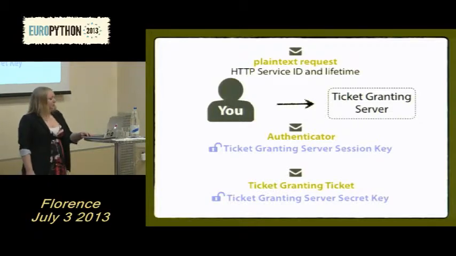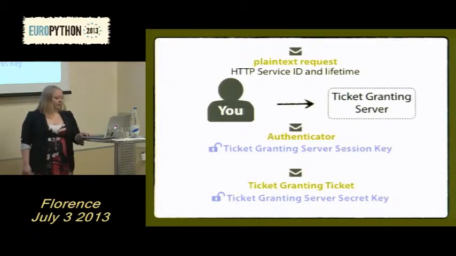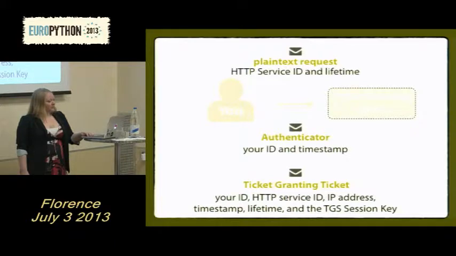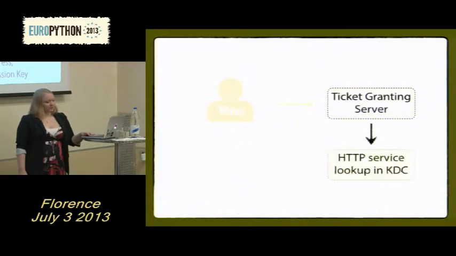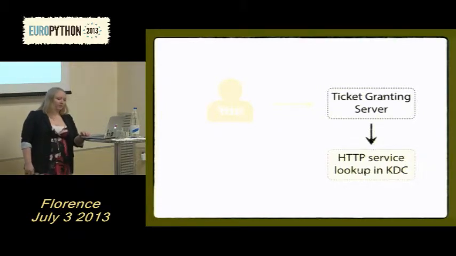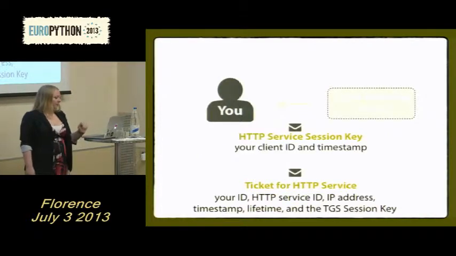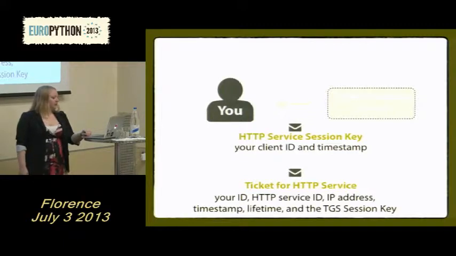So you go to the ticket granting server with the request, the authenticator of who you are, and the ticket granting ticket that the ticket granting server can read. This is what it contains. So since you want to access the HTTP service, the TGS will look it up in the KDC. It says, all right, I recognize this HTTP service. And it gives you back two more messages, one that you can read and one that you cannot. And it contains this information of who you are and a timestamp, as well as a ticket for the HTTP service.